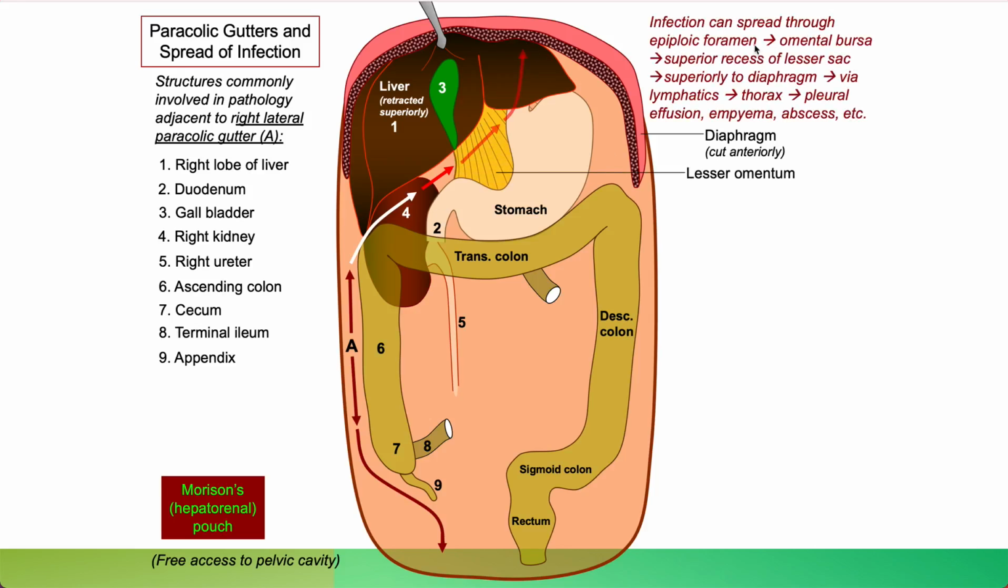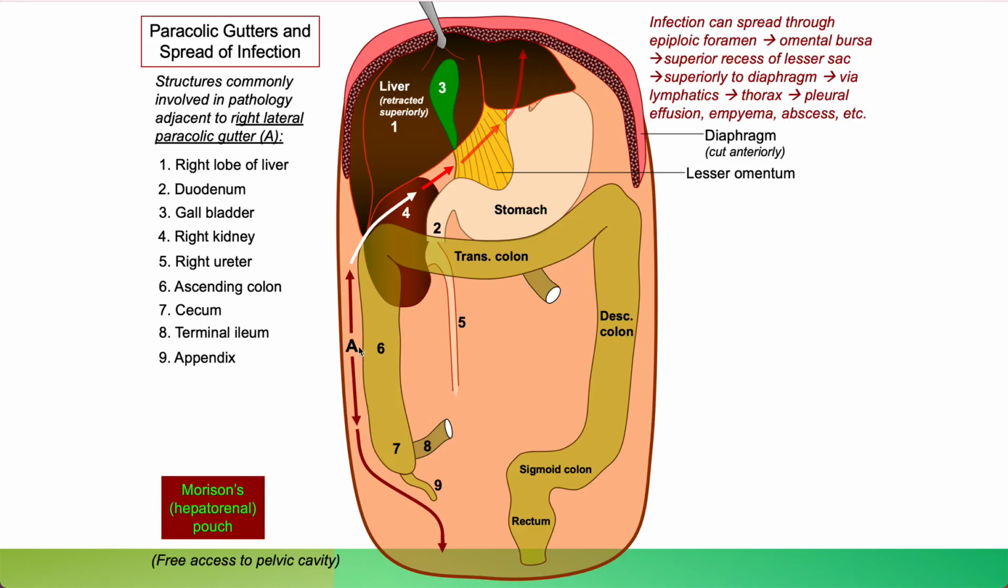So infection spreads through the epiploic foramina to the omental bursa, the superior recess of the lesser sac. Then it goes to the diaphragm. It cannot go above the diaphragm, but through diffusion, via the lymphatics, it reaches the thoracic cavity. It goes to the covering of the lungs, the same as the peritoneum, but we call it pleura. And then it causes pleural effusion, empyema, pus formation, and it leads to abscess formation.